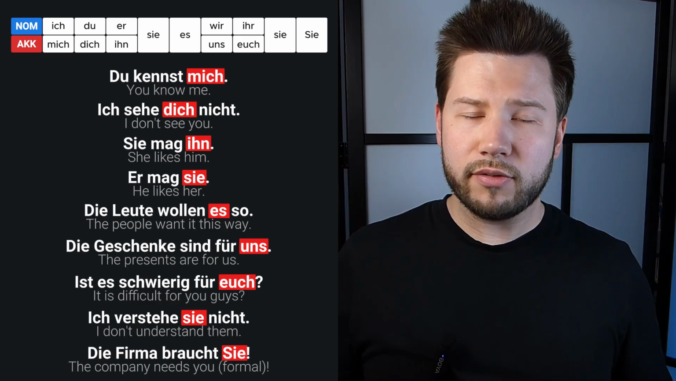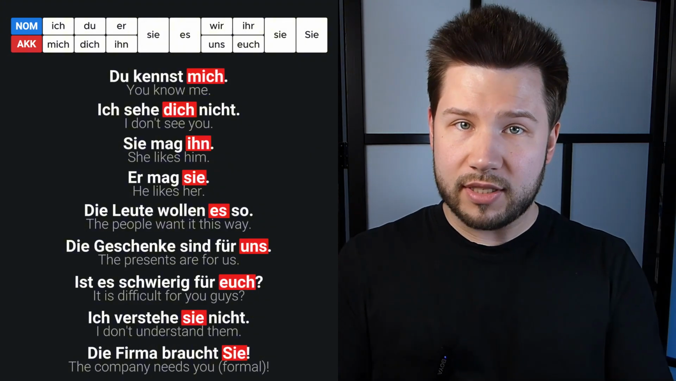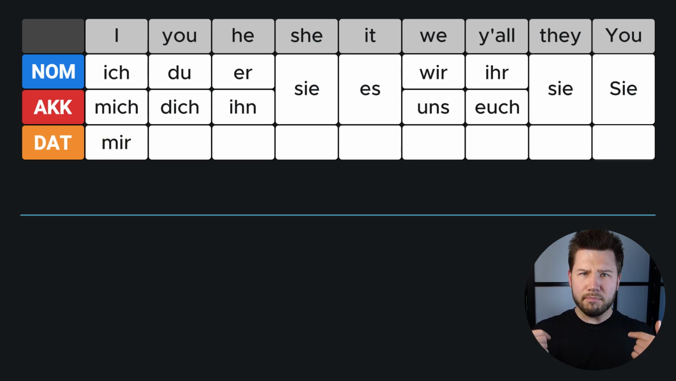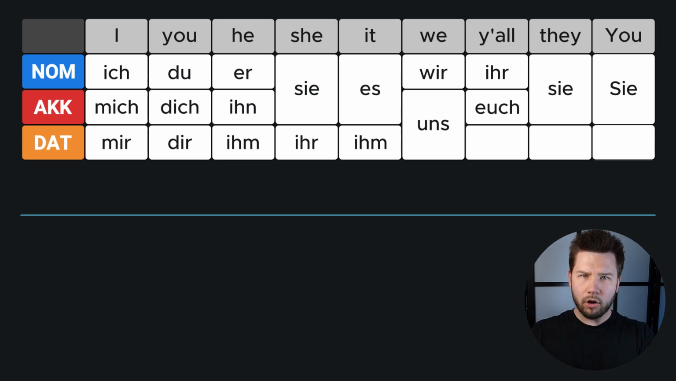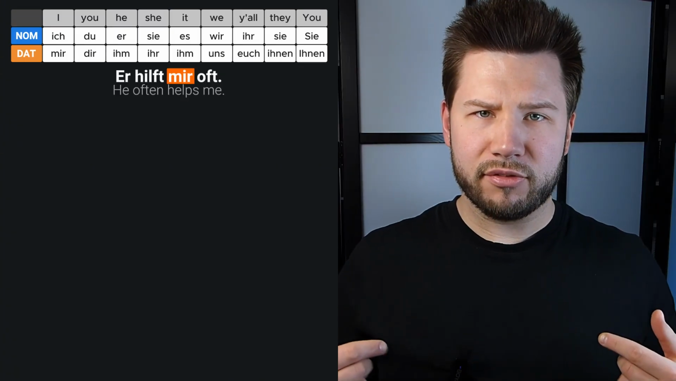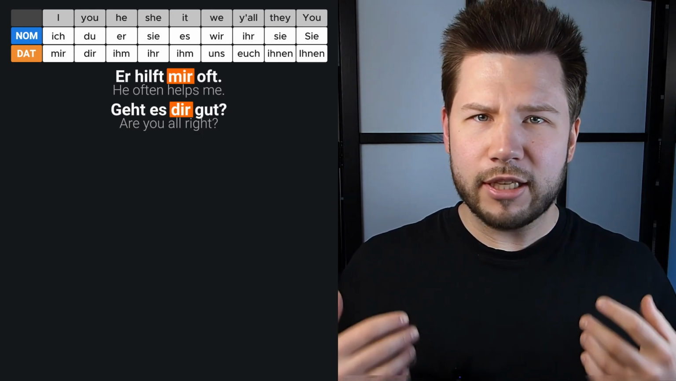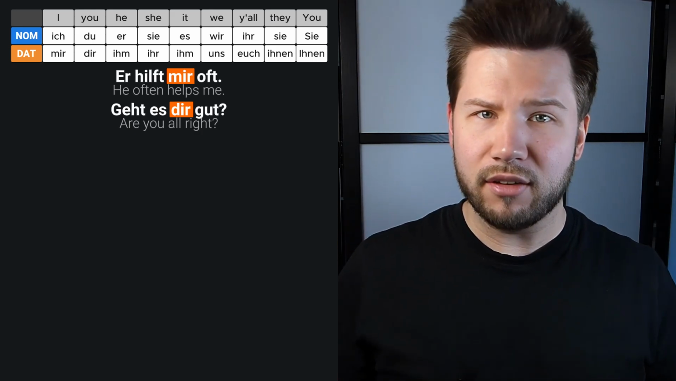As you can see, the accusative is not too wild, although you have to watch out for the word Sie in general. Let's move on to the dative, marked in orange. Ich, mir. Du, dir. Er, ihm. Sie, ihr. Es, ihm. Wir, uns. Ihr, euch. Sie, ihnen, and the formal Sie, also Ihnen. Er hilft mir oft. He often helps me. Geht es dir gut? Are you doing alright? Literally, goes it well to you. That's why we use the dative here.